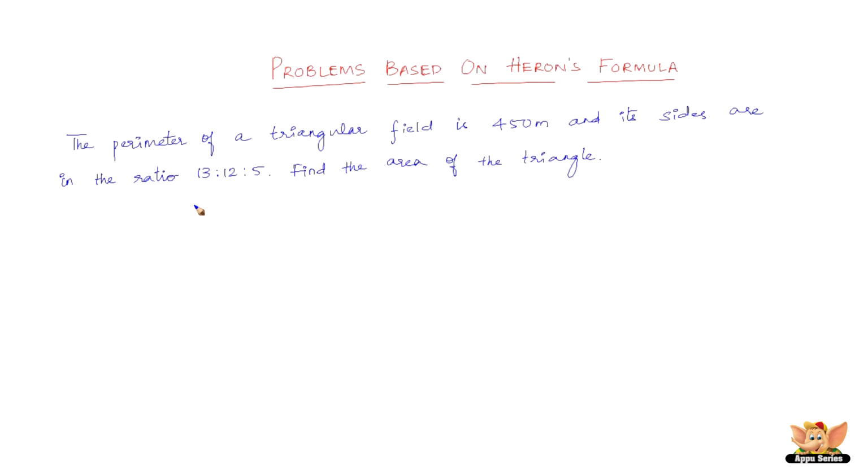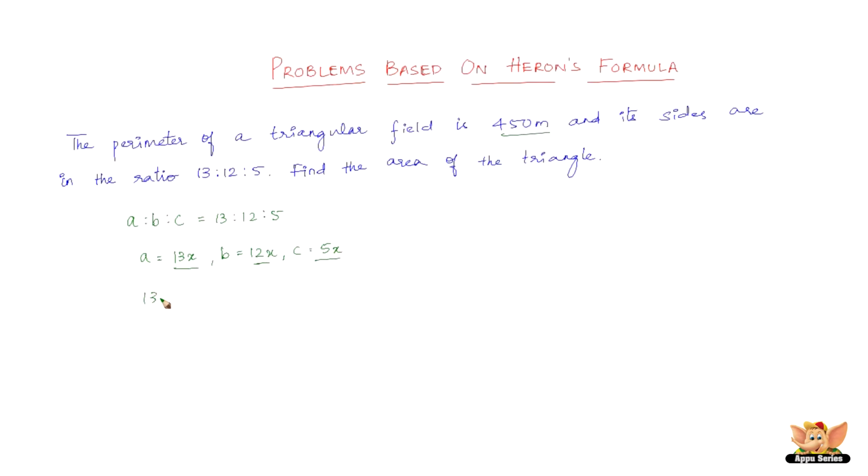So what we do now is, let us write like this. The sides A is to B is to C are in the ratio 13:12:5. So A is some multiple of 13, so that is 13x. And B is some multiple of 12, that is 12x. And C is some multiple of 5, that is 5x. So 13x, 12x and 5x. Now, the sum of these three should give us 450.